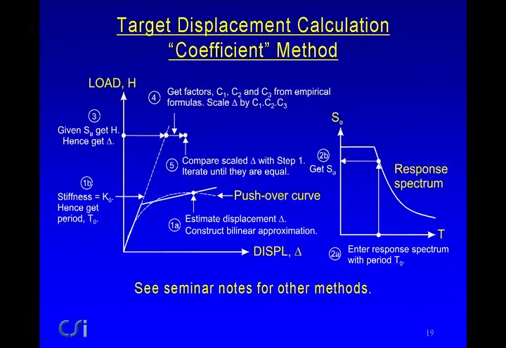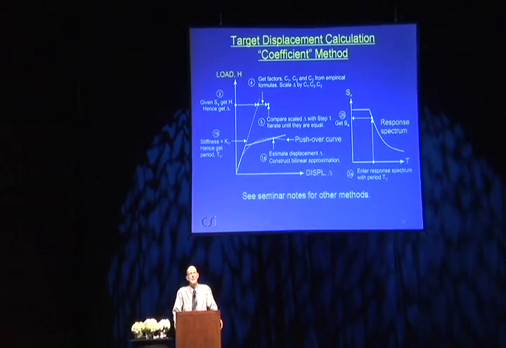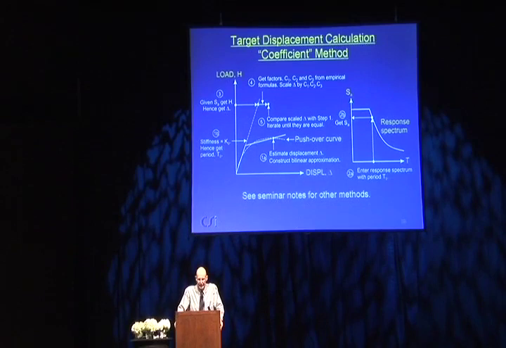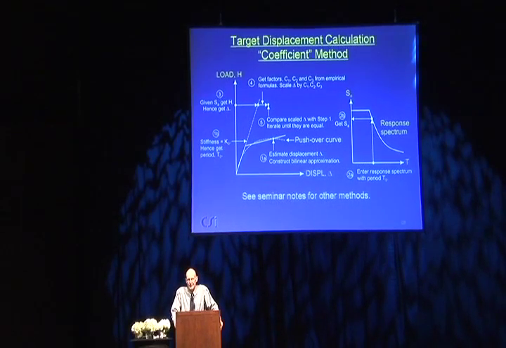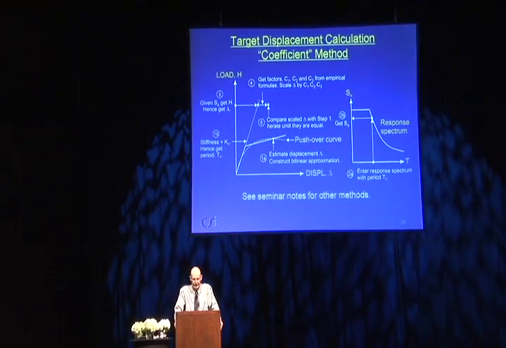Now that's one method, and there are a couple of variations on the coefficient method with different ways to calculate C1, C2, and C3. There is also what is known as the FEMA 440 linearization method, which is a new method. And then there's an older method, which is the capacity spectrum method, which has a number of variations. So there are several different methods of estimating the target displacement from a pushover curve.